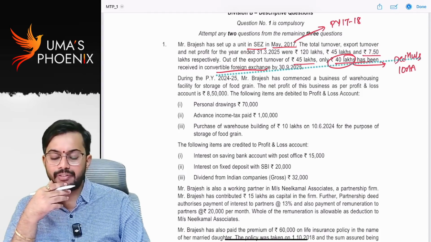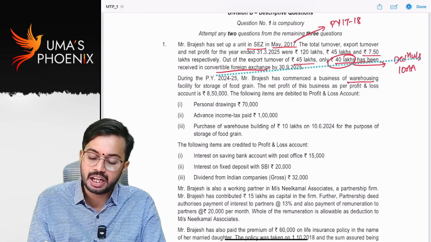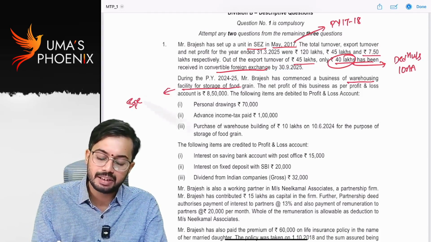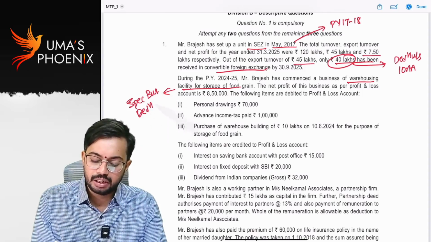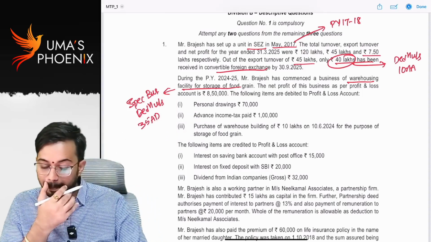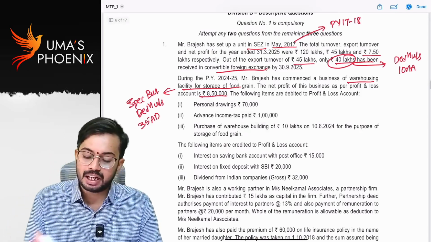During 24-25, Brajesh has commenced a business of warehousing facility for storage of food grain. So this is a specified business eligible for deduction under section 35AD. Am I correct? The net profit of business as per P&L account is 8,50,000.